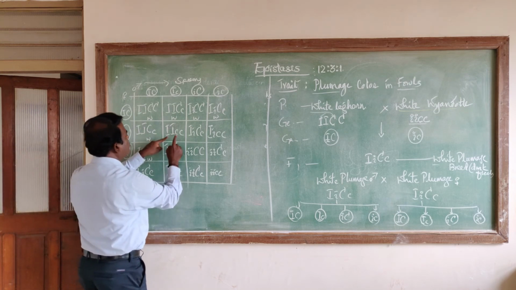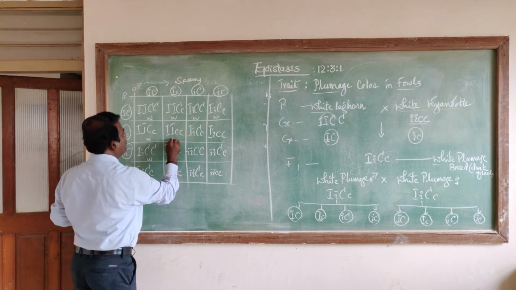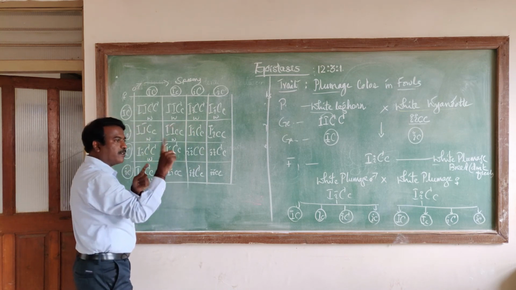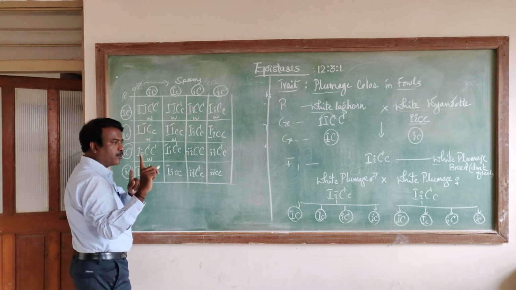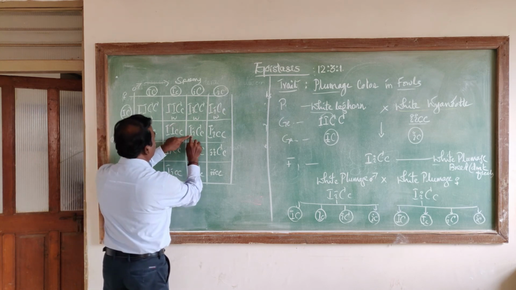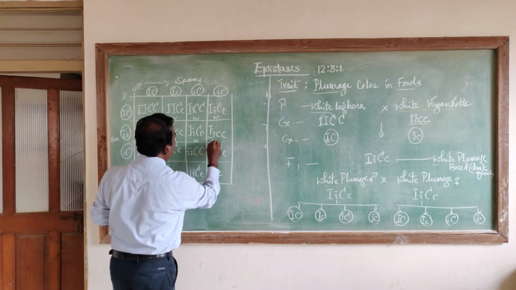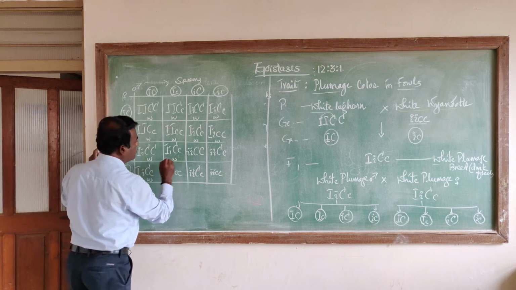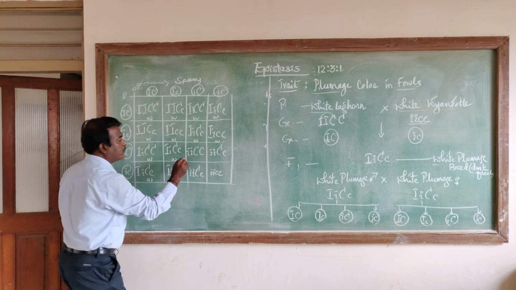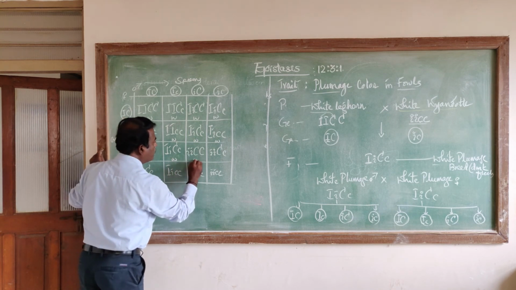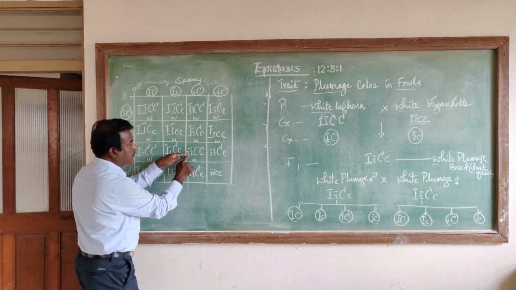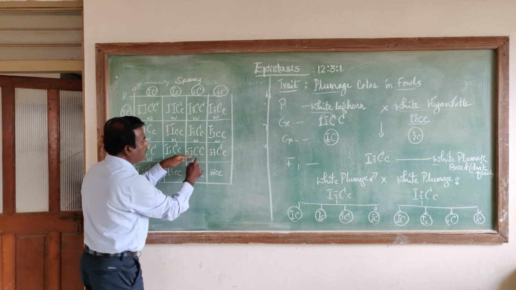Coming to the second row, here you get capital I. Obviously this must also be white. Look at it: capital I can express only in presence of either capital C or small c. Please remember, without C, I cannot express. Then this must also be white, and this must also be white. This cannot be white because it is in recessive state. In case of dominant epistasis, obviously it becomes colored plumage because capital C is not being masked, because this is small i. The epistatic gene is in recessive state, so this capital C will express its color.